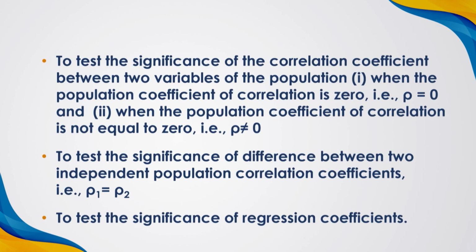It also tests the significance of the correlation coefficient between two variables in the population, assuming that the population correlation coefficient is 0 and that it is not equal to 0. It can also test the significance of difference between two population correlation coefficients, and it can test the significance of regression coefficients. These are the very vibrant applications of Student's t distributions.